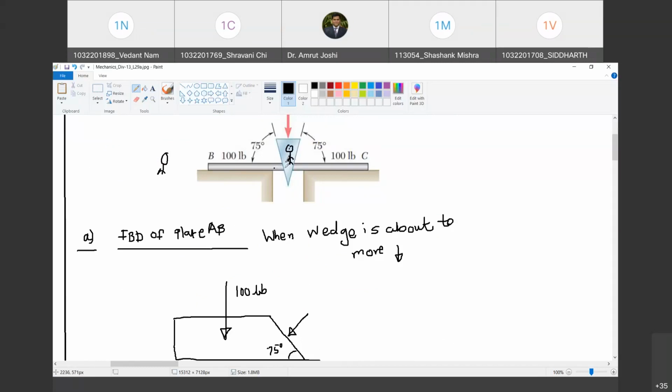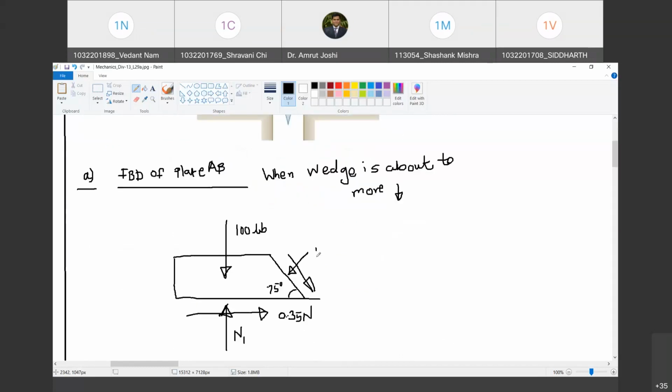With reference to the wedge, as the wedge moves down, the observer is also on the wedge. With reference to him, the plate is moving up. So therefore, the frictional resistance offered by the wedge on the plate must be in this direction. And if this is N2, and as this is on the verge of motion, therefore this will be 0.35 times N2.